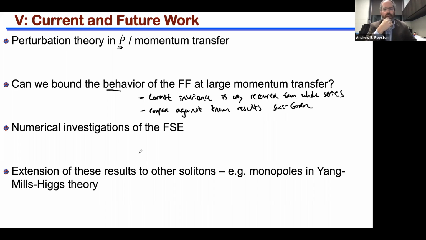We're also thinking about numerical investigations of solutions and somehow connecting them or relating them to the solutions I was displaying on the front slide, though not sure exactly how. And then of course, we'd like to extend this formalism and this forced soliton equation to solitons in other theories. So near and dear to my heart is the monopole in Yang-Mills Higgs theory. So I'll stop there. Thanks, guys.